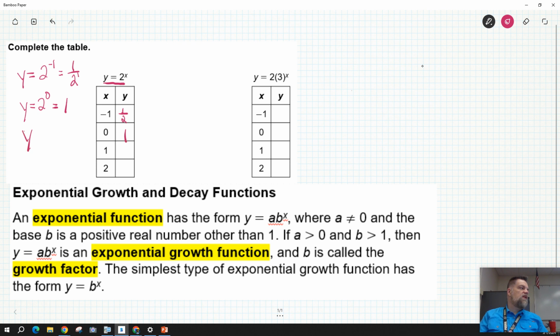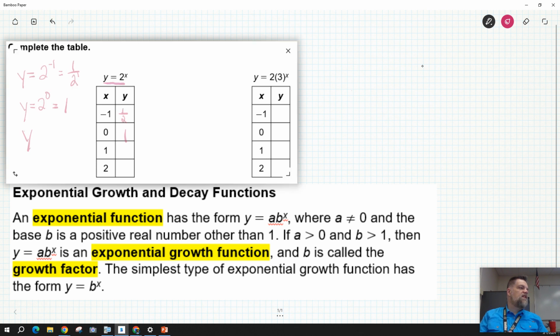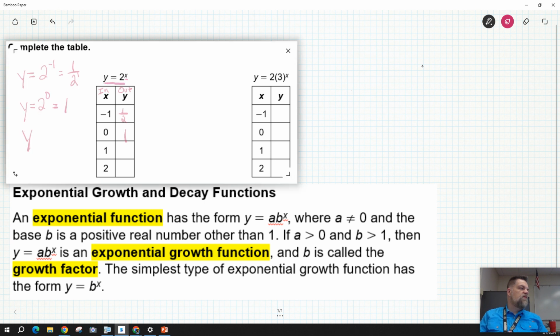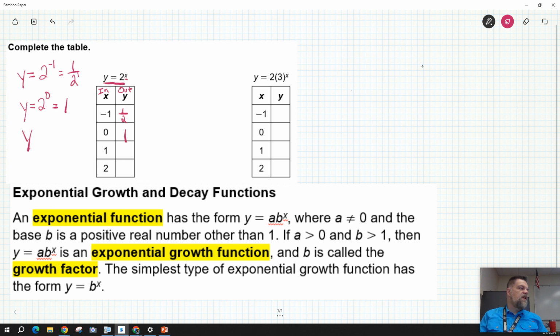Then the next one, and so what I'm doing is I'm just plugging in these values for x, right? These are the input values. Maybe we should write that down. That's the input values, and this is the output value. This is the domain, and this is the range. The x's are the domain. So the next one is 2 to the 1, which is just 2. And then the next one is 2 to the 2, which is 2 squared, which is just 4. How many of you guys got those?